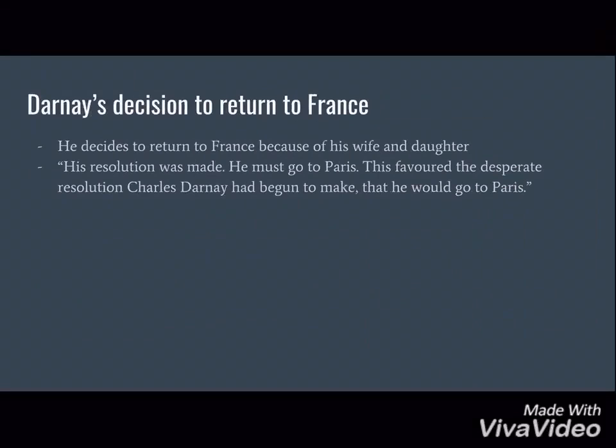And then Darnay's decision to return to France. Darnay decides to return to France because he misses his wife and daughter. His resolution was made, he must go to Paris. This favored the desperate resolution Charles Darnay had begun to make, that he would go to Paris.